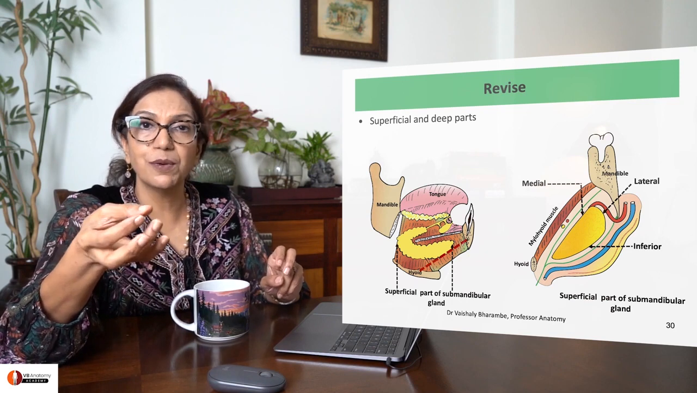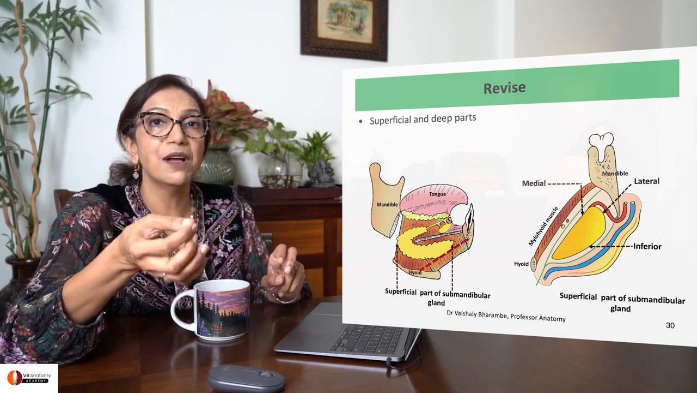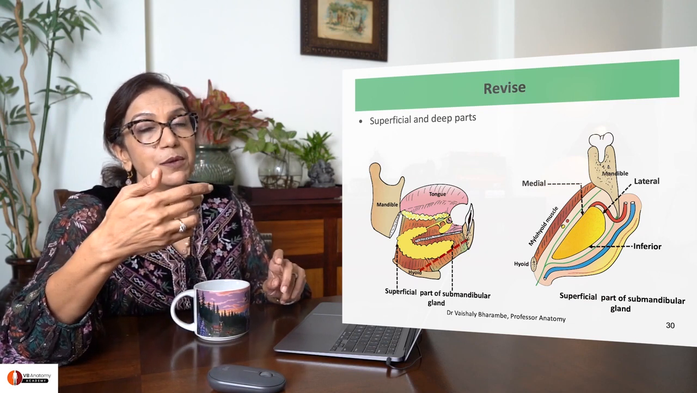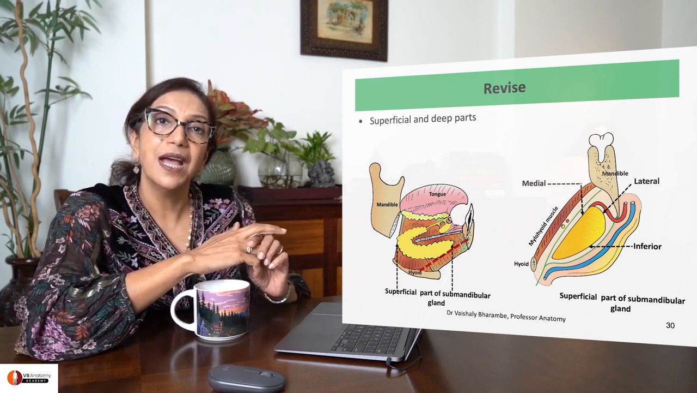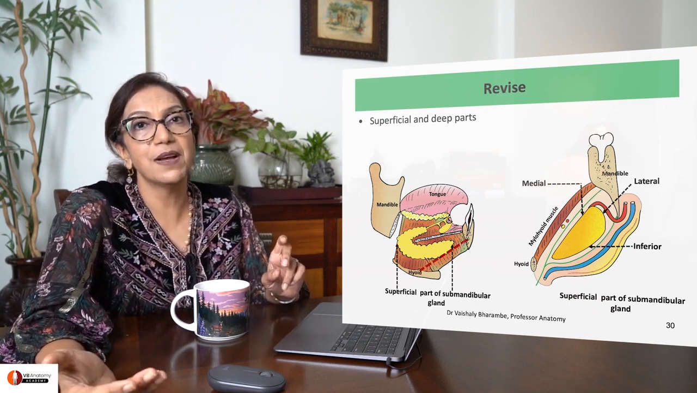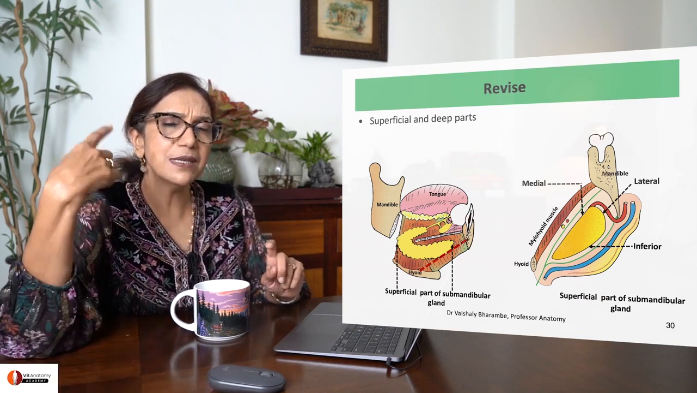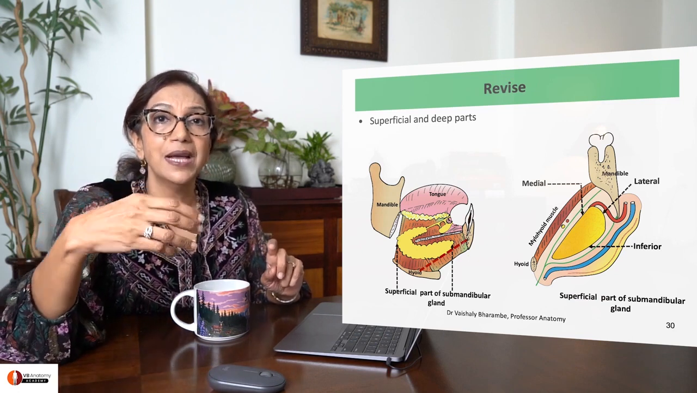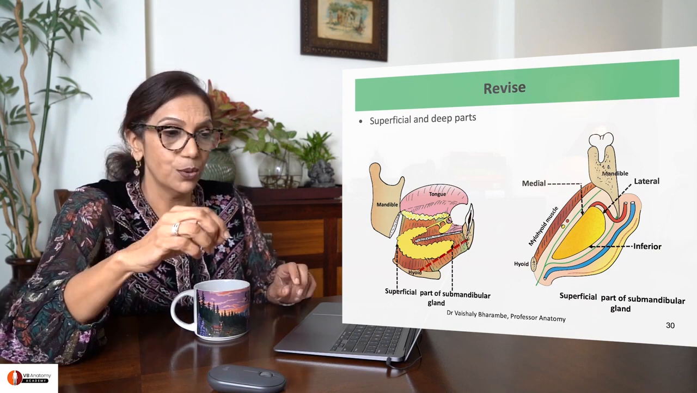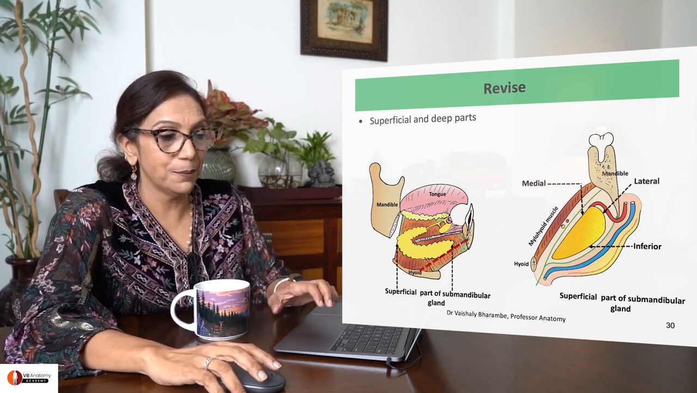That means skin, superficial fascia, platysma, facial vein, accompanied by cervical branch of facial nerve, and investing layer of deep cervical fascia and submandibular lymph nodes. This must come to you after a point of time as default. Okay, you shouldn't have to keep thinking every time.